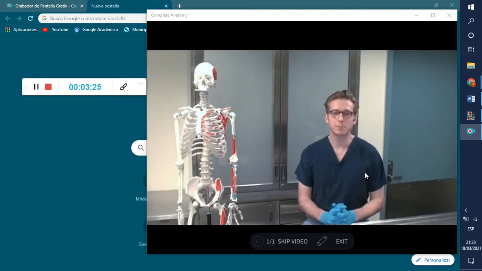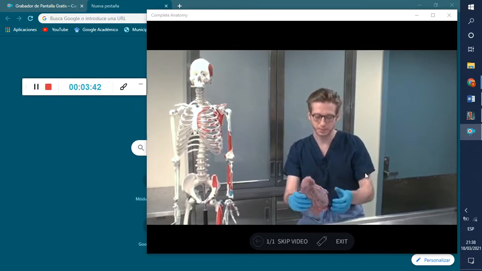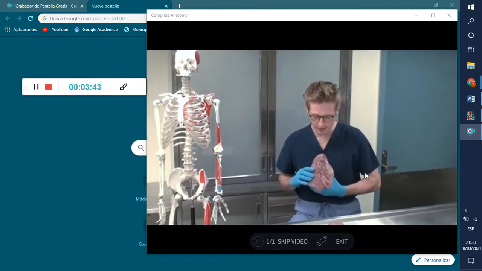Welcome back. In this portion of the video series, we'll talk about the lungs. We'll start with a brief overview of the anatomical features of the lungs. We'll then discuss the hilum in some detail, and we'll finish with some clinical correlates. We have removed the lungs from the body donor. We see here the right lung.